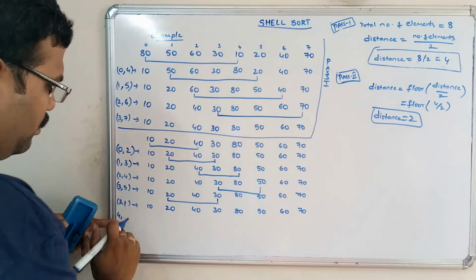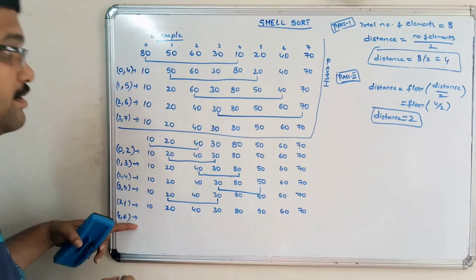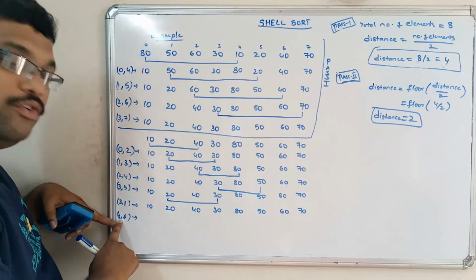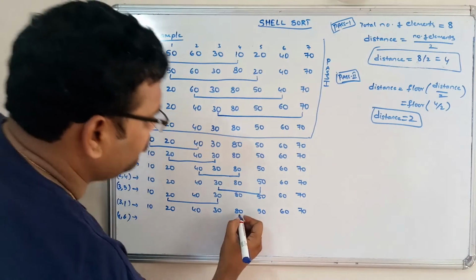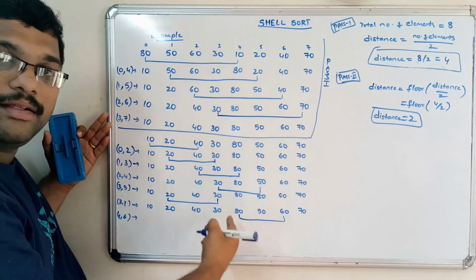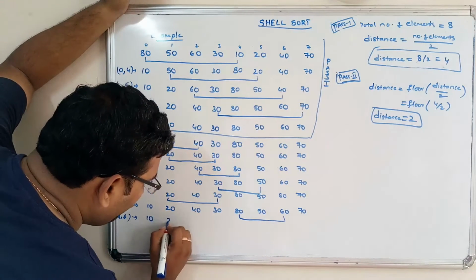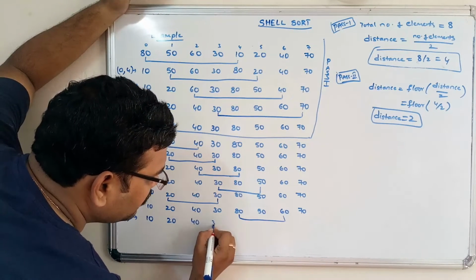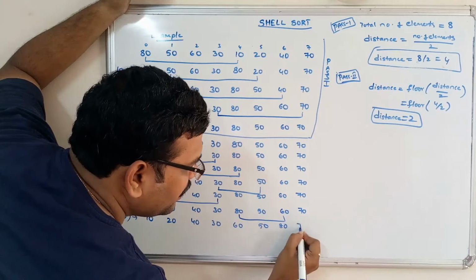Next, see 4 and 6. The index value 4 must be compared with the element at 6. So the fourth element, what is the fourth element? 80 is compared with 60. So here it requires swapping, right? 40, 30, 60, 50, 80 and 70.